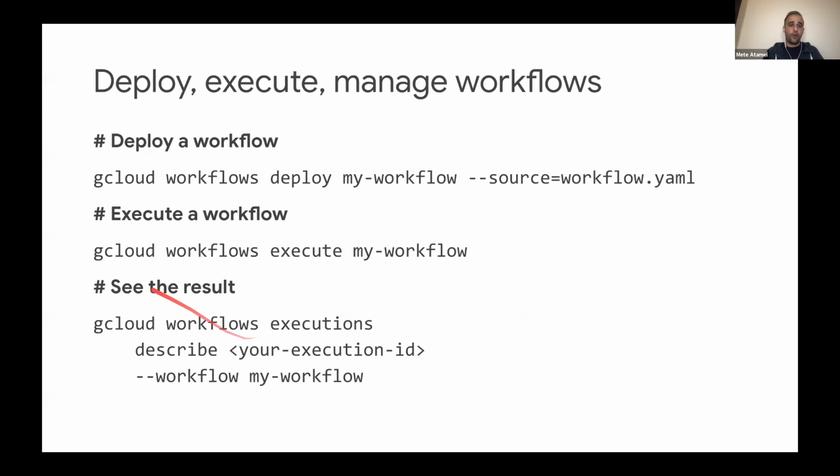And to deploy a workflow from command line, you can just say gcloud workflows deploy, give your workflow a name, and then point to your source, which is in YAML or can be in JSON as well. Then once it's deployed, you can execute the workflow, gcloud workflows execute, and this will run the workflow. And then you can see the workflow as it's running. So you can say workflows executions describe, give your execution ID, and then your workflow ID as well. And then this will display the result of your workflow.